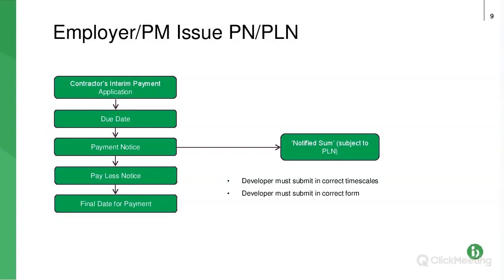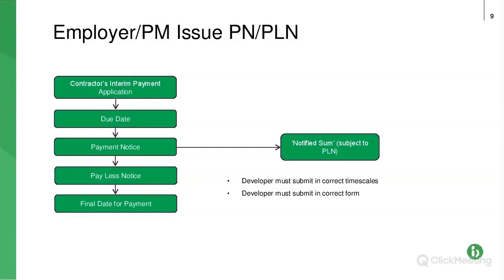So hopefully you can see where we talked about the hierarchy of the notices. In this scenario, what we're saying is that the payment notice has been issued. That's the box on the right-hand side. So the paying party has issued a payment notice, and that becomes the notified sum. That effectively is the check that's sent. Whatever that payment notice says is going to be paid, that is the sum that the paying party must pay on that final date for payment, subject to one thing. And it's subject to them issuing that pay less notice subsequently.